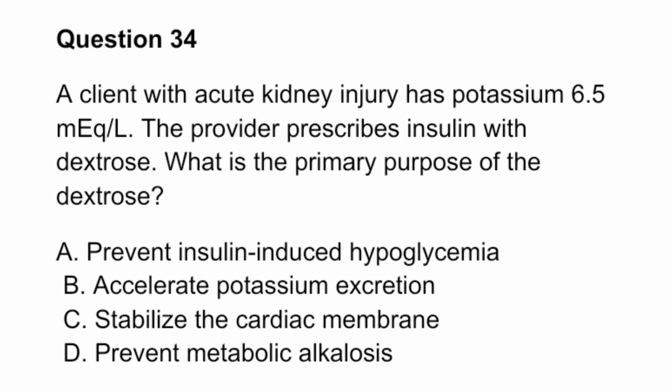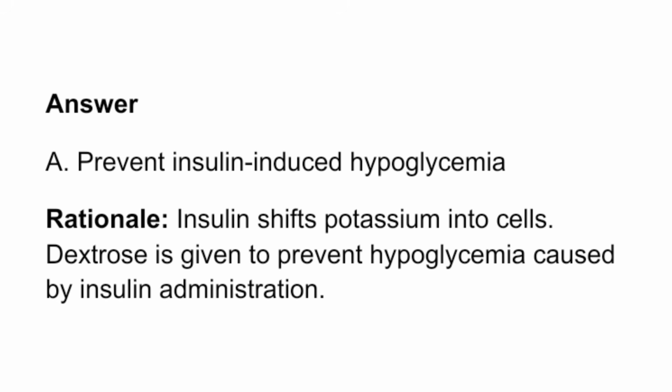Question 34. A client with acute kidney injury has potassium 6.5 milliequivalents per liter. The provider prescribes insulin with dextrose. What is the primary purpose of the dextrose? A. Prevent insulin-induced hypoglycemia. B. Accelerate potassium excretion. C. Stabilize the cardiac membrane. D. Prevent metabolic alkalosis.